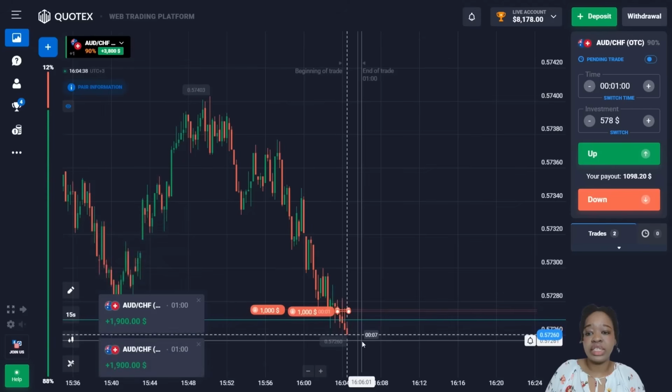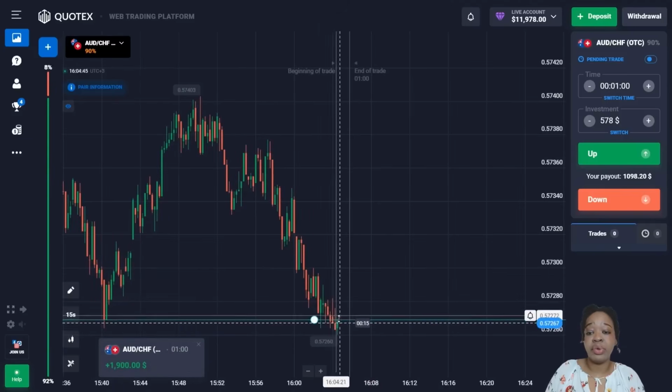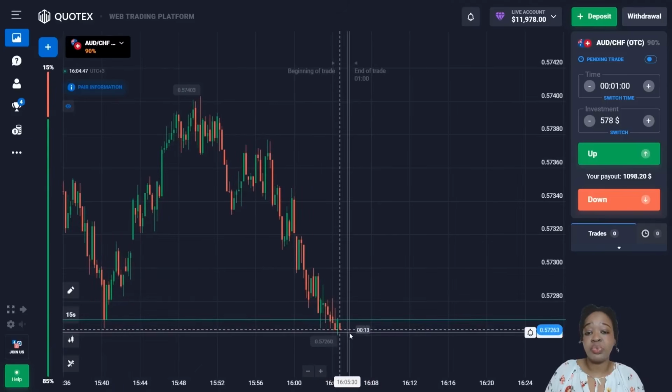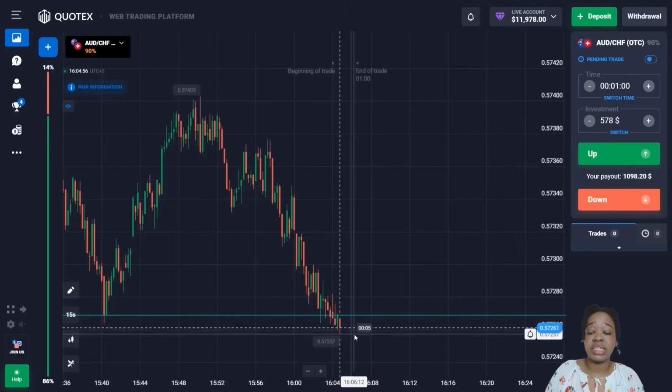Well friends, this is pretty good. As you can see, the price continued to move down and I got a very good profit. I managed to earn on this downward movement. 1 minute was enough for me, and at this moment you can see that the level of support is being broken through and I managed to predict further price movement successfully.